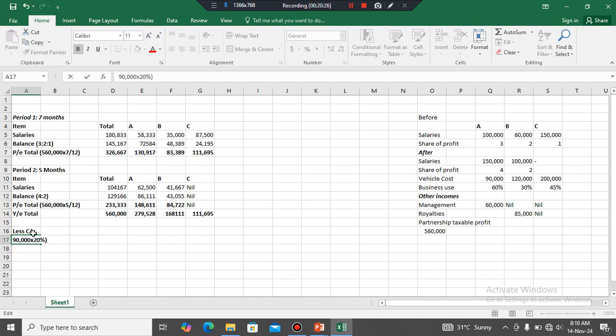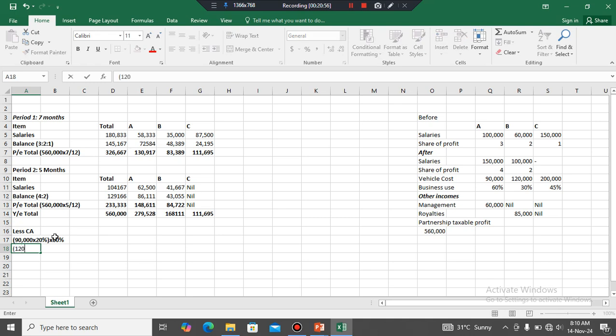How do you find the capital allowance? It's the cost times the capital allowance. Why are we multiplying by 20%? This vehicle is used for personal use, so it's treated as a non-commercial vehicle. Then you multiply it by the business use, which is 60%. Let me just finish for all of them so that you can do the calculations later.